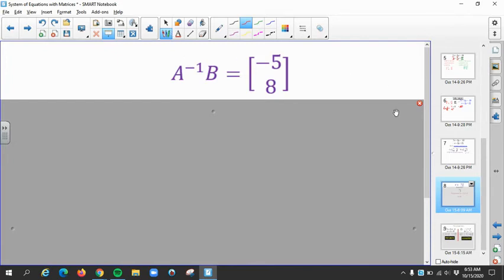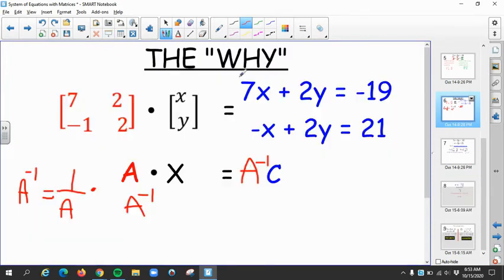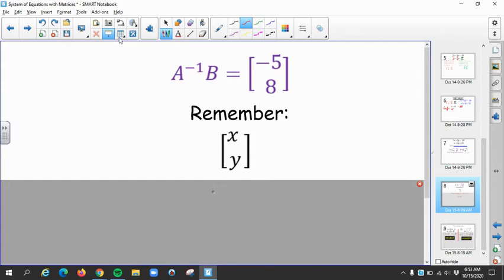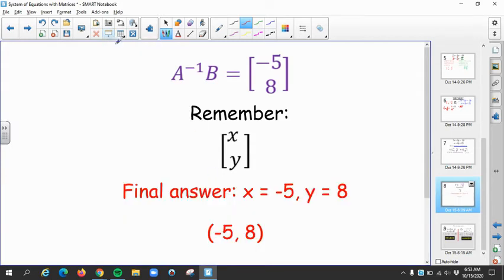As a reminder, from a couple slides ago, we said that the X was on top and the Y was on the bottom. It works the same way when you have your answer. Remember, with the X on top and the Y on the bottom, that gives you your final answer, so that your X is -5 and your Y is +8. You could write it as an equation like this, X equals -5 and Y equals 8, or you can write it as an ordered pair, -5, comma 8. Both answers will be right.